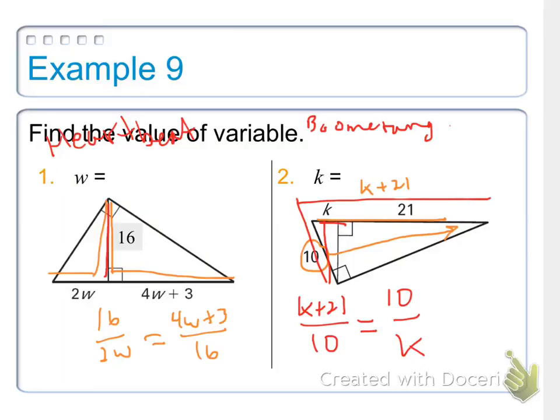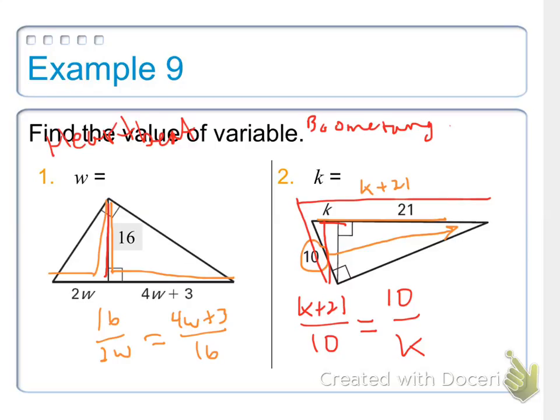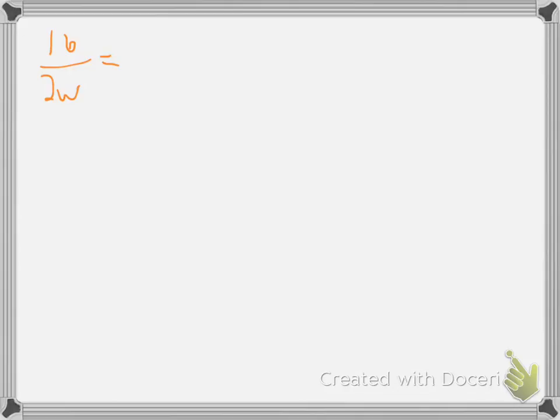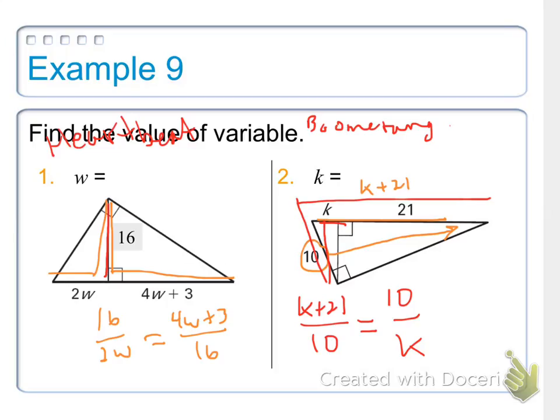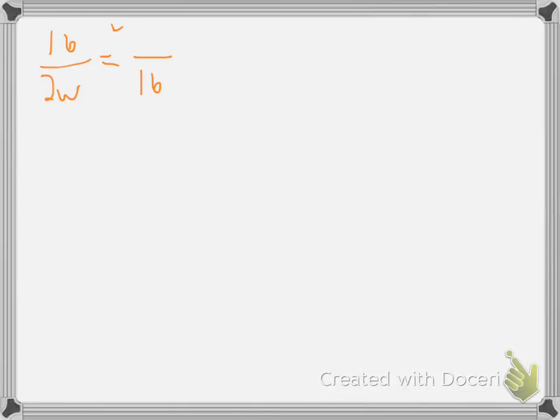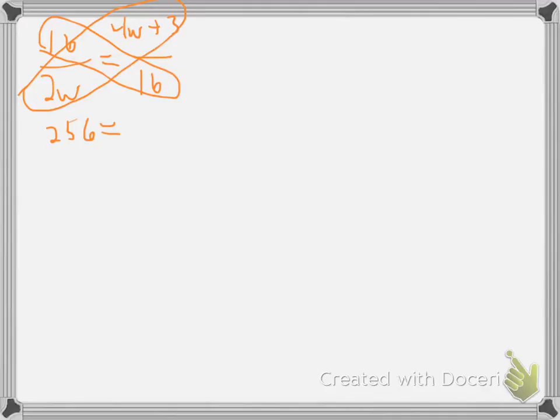So I've got 16 over 2w equals 4w plus 3 over 16. So do this one in orange. 16 over, we forgot 2w. And this is 16 down here, and the top is 4w plus 3. I was going to put 4w plus 1. Okay, so when I do that, I'm going to get 16 squared. 16 times 16 is 256. Okay, so that's this here. And 2w times 4w plus 3.